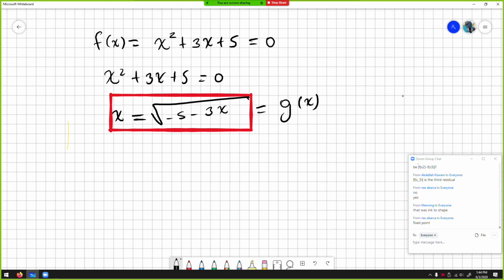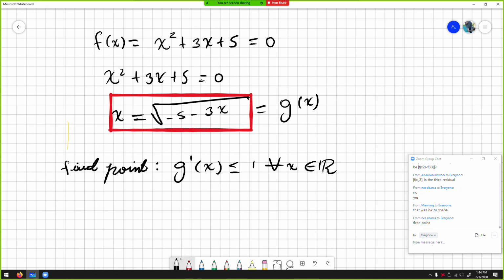However, there is a thing here that you can guarantee convergence, and I believe it's in the formula sheet. I think it's the last equation on the formula sheet. If you're using fixed point, you can guarantee convergence if your g prime of x is less than or equal to 1 for all x that belong to the real numbers. So what this is trying to say is just all x in real.